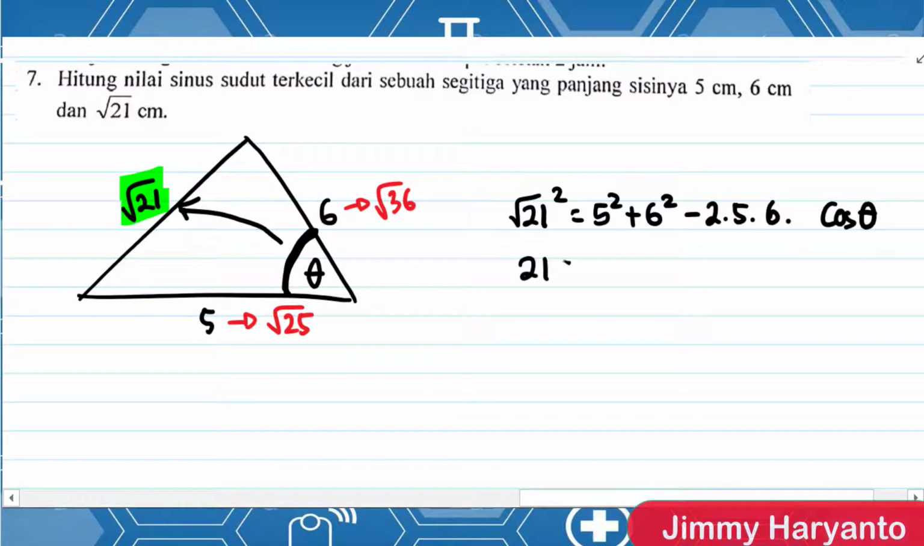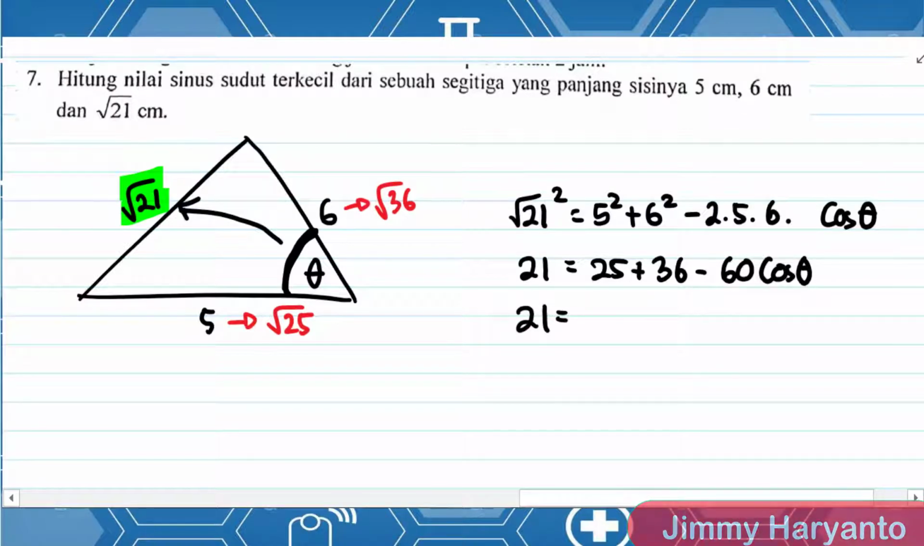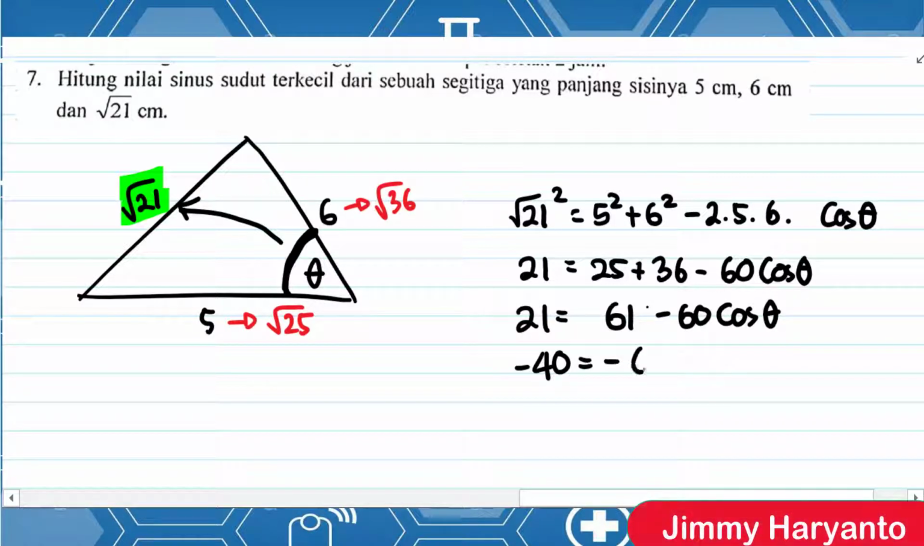So 21 equals 25 plus 36 minus 10 times 6, 60 times cos theta. And then after that, 21 equals 61 minus 60 cos theta. After that, I will move the 61. It will become negative 40 equals negative 60 cos theta. Therefore, cos theta equals 2/3.